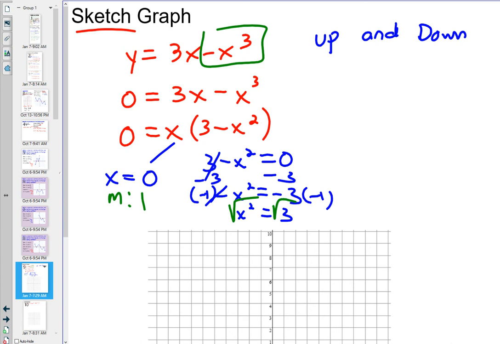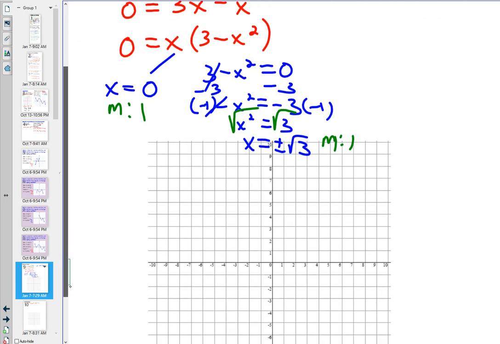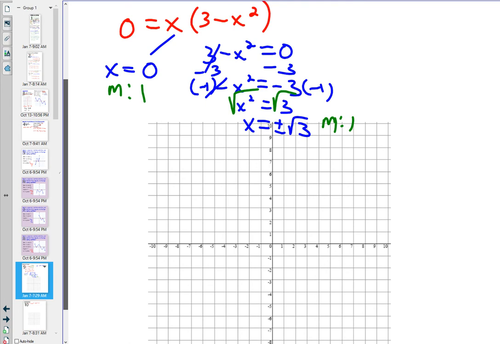What's x going to end up being? Plus or minus is good. Plus or minus what? Square root of 3. Plus or minus square root of 3. And each of those has a multiplicity of 1 also. Positive square root of 3 is not the same thing as negative square root of 3. Oh wait, how am I supposed to know where to find that on the x-axis?